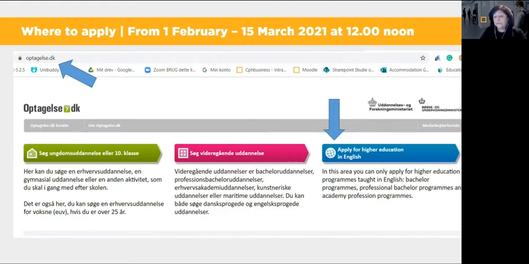I also have to mention that when you make your application, you have the option to make 8 priorities. You also have to be aware that, for example, we offer 2 AP degrees, the Marketing Management AP degree and the Service, Hospitality and Tourism Management. The Marketing Management is actually offered in 2 different campuses at Cphbusiness. You can use 1 priority for each campus if that is your wish.